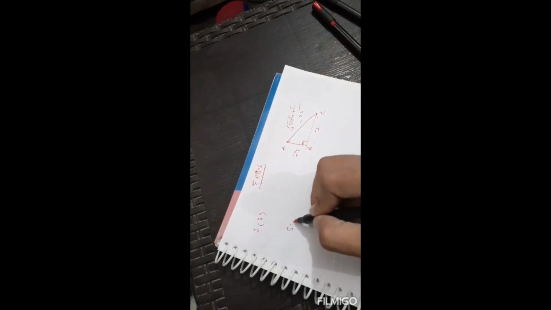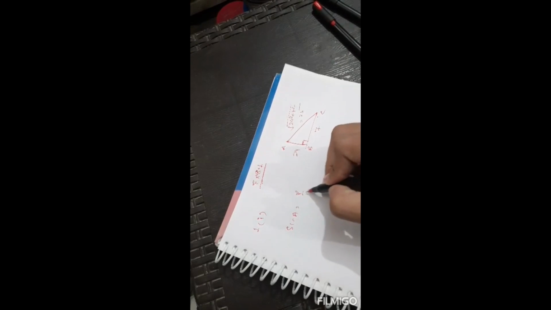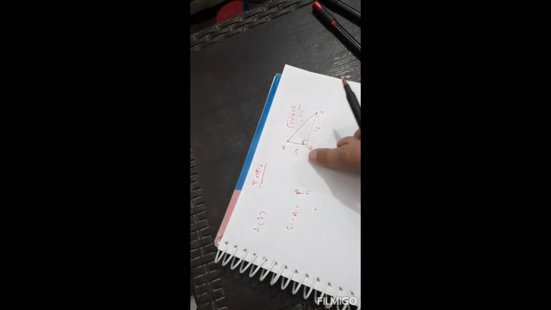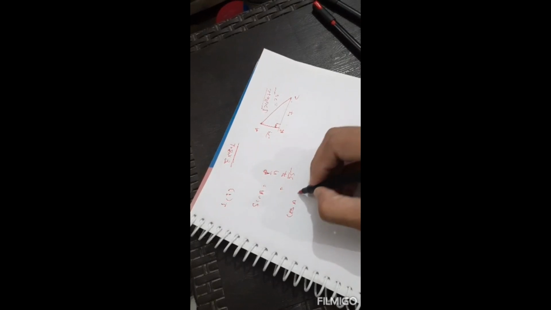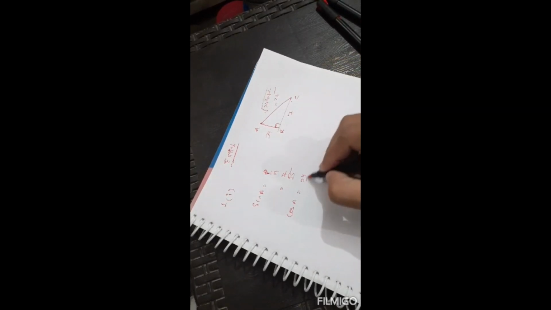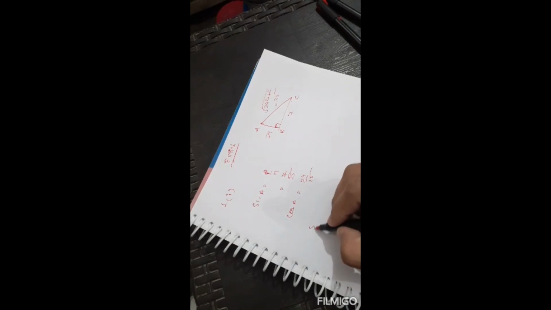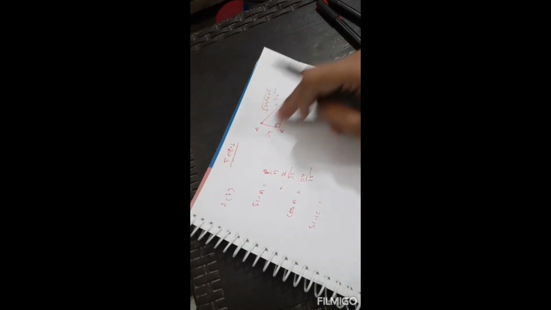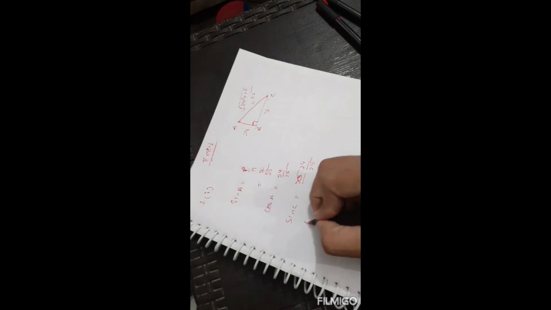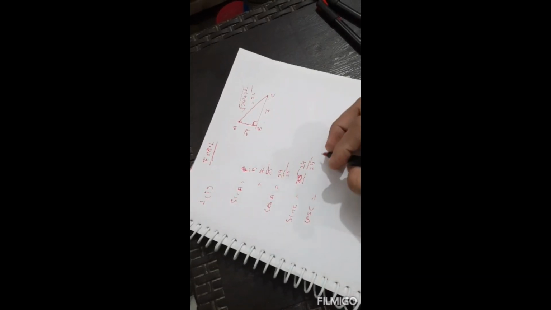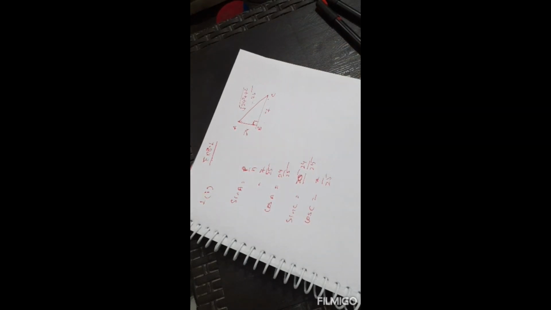So sin A is perpendicular by hypotenuse. For sin A, this will be perpendicular, 7 divided by 25. Cos A is base by hypotenuse. Sin C, this will be perpendicular, 24 divided by 25. Cos C will be base by hypotenuse. So I hope you all have understood these questions. Okay.